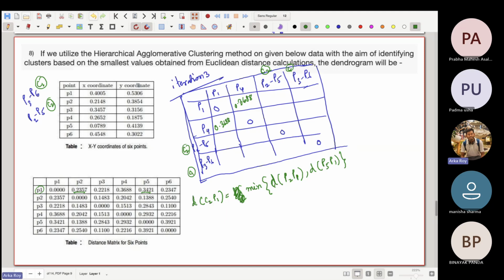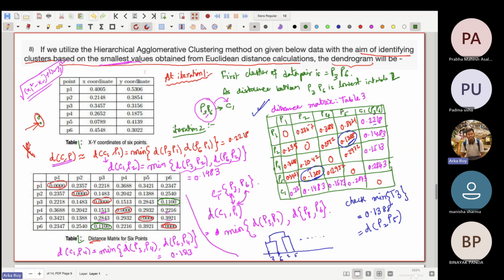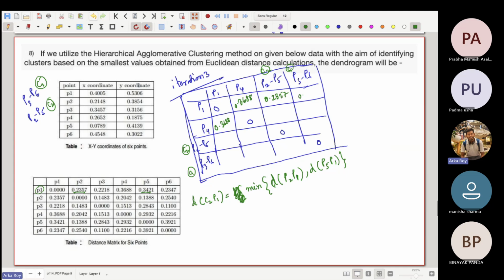So I can write P2 से लेके P5 वाला 0.2357. Okay. So in the last case we had calculated P3 से लेके C1 का distance था 0.2218. So I can write over here 0.2218 because this is a symmetric matrix. So I can write it in this fashion as well. So it is 0.2357. Fine.